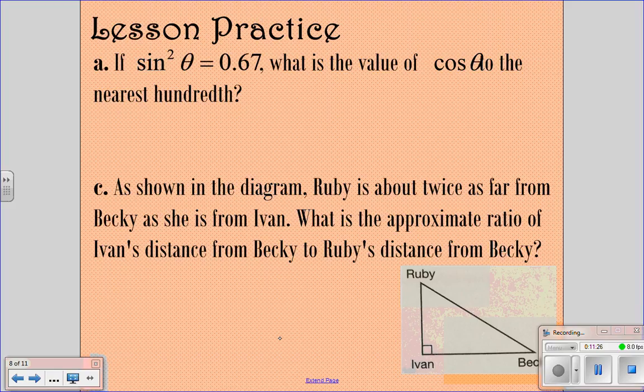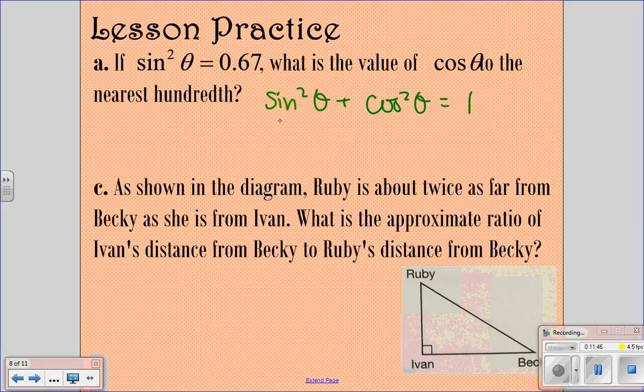We're going to do A and C. Part B we did whenever we did our table, so we're going to skip that one. So y'all go ahead and try A and C by yourself, and then unpause the video and I'll show you the correct answers. So we have sine squared theta plus cosine squared theta equals 1.